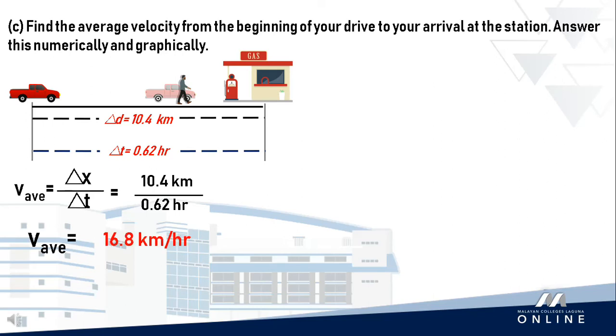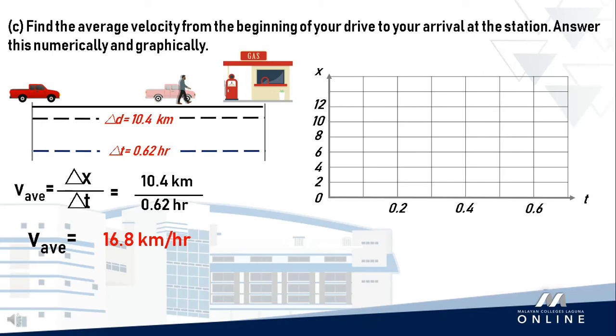To find the average velocity graphically, we will plot first our computed values. You drive 8.4 kilometers at 0.12 hour. So, our point A is here, where your truck stops. Let us label this line from 0 to this point as driving. Then, you walk to your second position at 10.4 kilometers, where you reach this at a time of 0.62 hour. Let us also connect these 2 points here, the point where you stop and your destination, the station, which you reach through walking.